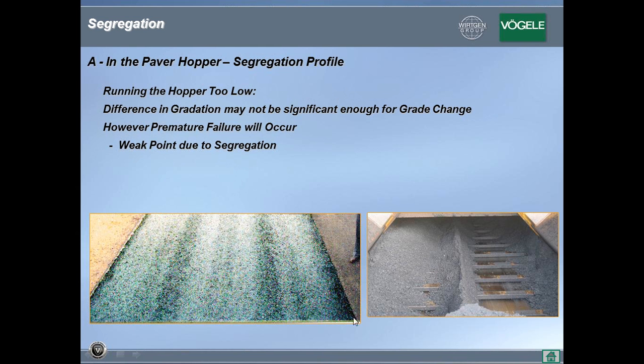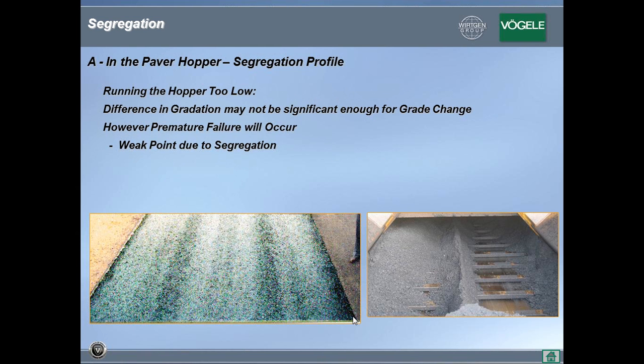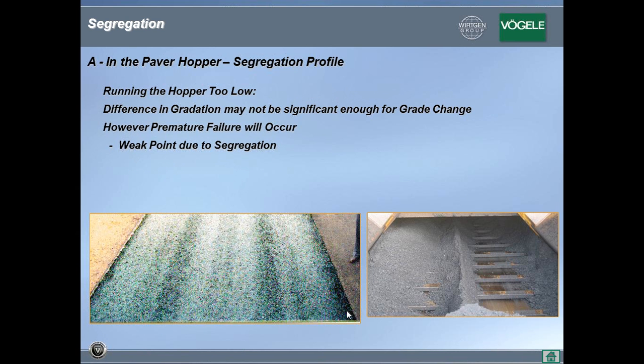And here's what you get if you run the hoppers too low, as you can see. In this case, if you keep on running that conveyor, then that pocket of mix will get onto the mat and give you a blemish, an open tear in the center of the conveyors.